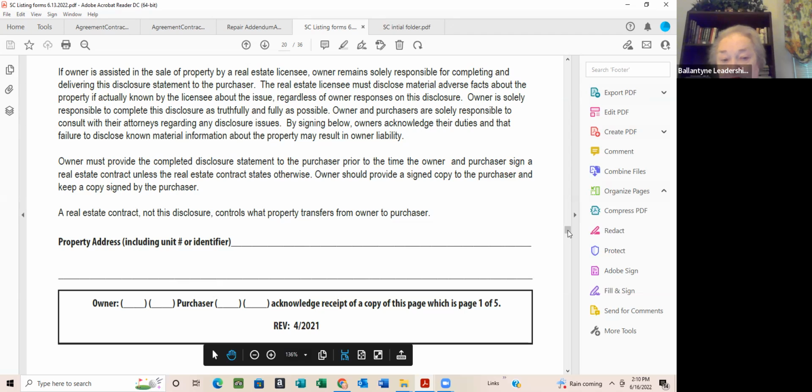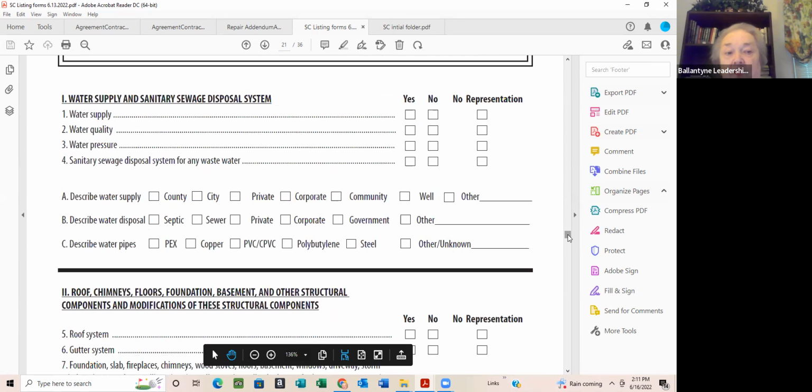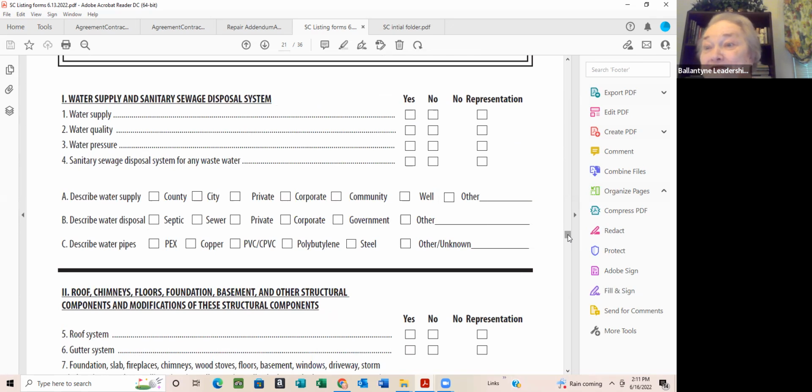Let's scoot on down here. The first thing that you have to deal with on the residential property disclosure is your water supply and sanitary sewage disposal system. Those of you who've been with us for a while know about our in-house form called septic or sewer and water disclosure. That's the form that we're trying to keep you all out of trouble with. We're trying to keep you from having to spend some of your hard-earned money. But that particular form has to be with every listing and every buy sell.